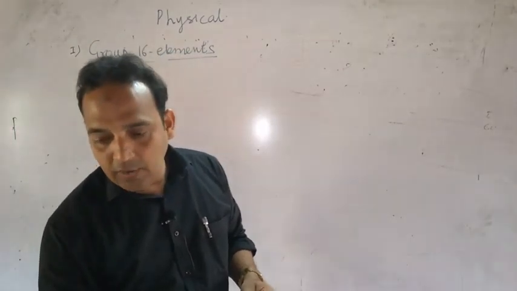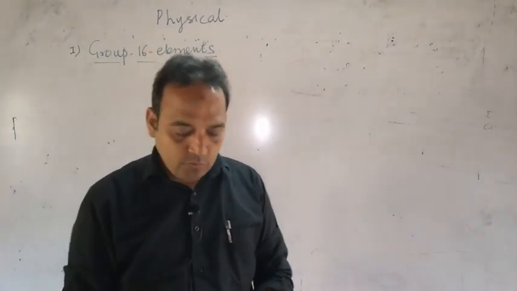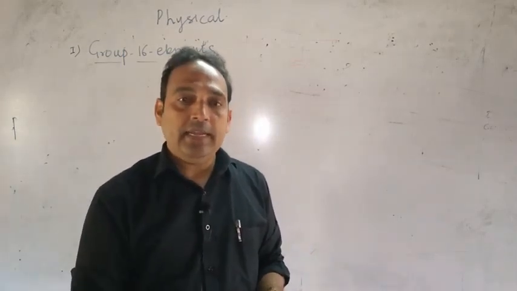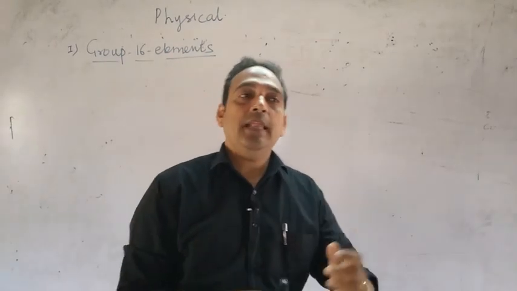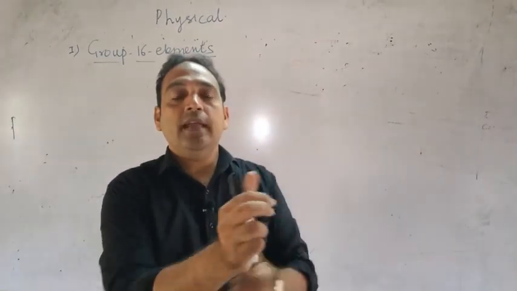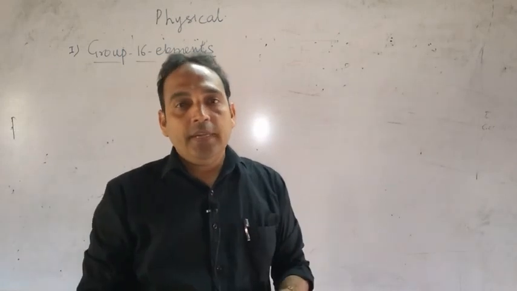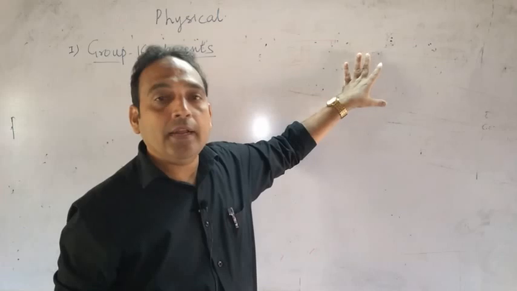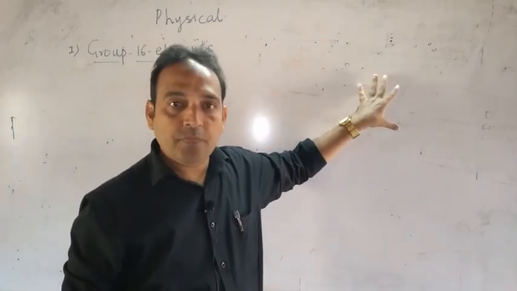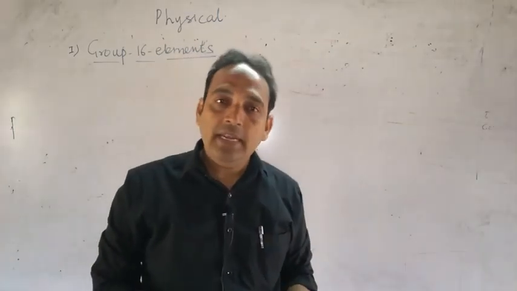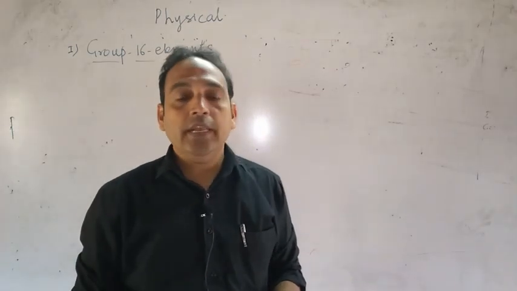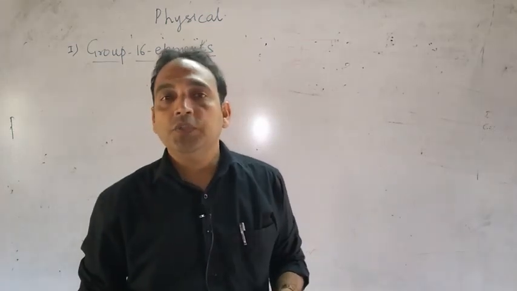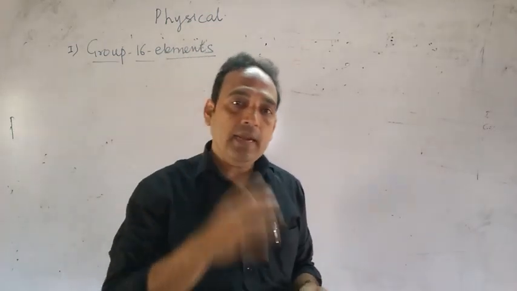Dear student, our current topic is elements of group 15, elements of group 16, 17 and 18. So far, in case of elements of group 16, 17 and 18, we have studied only electronic configuration. What is the general electronic configuration for group 16, group 17 and group 18 elements? And after the general electronic configuration, we have discussed the condensed electronic configuration of group 16, 17 and 18.